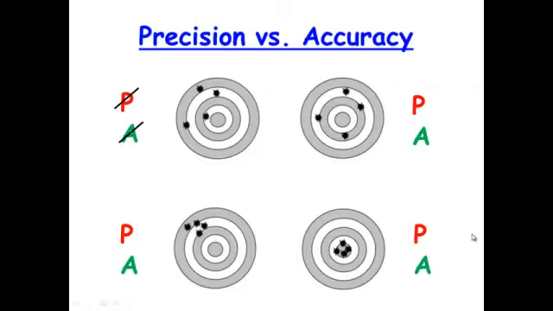In the second example, in the upper right-hand corner, the shots aren't located in the same place, so they are not precise. However, it does look like they are centered around the bullseye. So here we could say that they are accurate. In the third example, in the lower left-hand corner, the shots are all located in the same place. So they are precise. However, they are not on the bullseye. So they are not accurate.